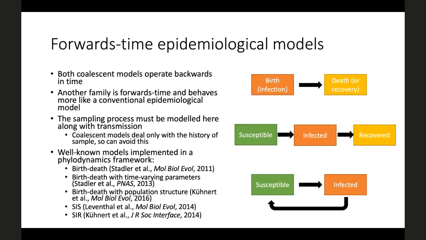So a lot of well-known models have been implemented in a phylodynamics framework. There are birth-death models, which simply assume that birth is the arrival of a new infection, and death is death or recovery from it, removal from the infected population. That's been done on its own and also with time-varying parameters, in quite a similar way to the skyline, or with population structure, such as for migration. There are also versions of the SIS and SIR models. You can see the diagrams on the right. You have a susceptible class that becomes infected and then recovered, or goes back to susceptible.